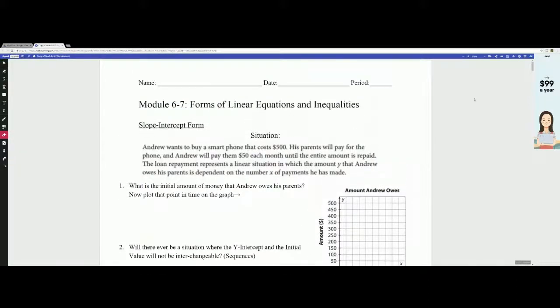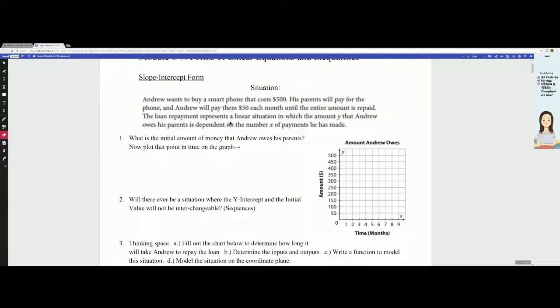Hi guys. So this is for module 6 through 7, forms of linear equations and inequalities. So let's get going with talking about slope-intercept form. So we're going to do this with context. So we do get started with the situation.